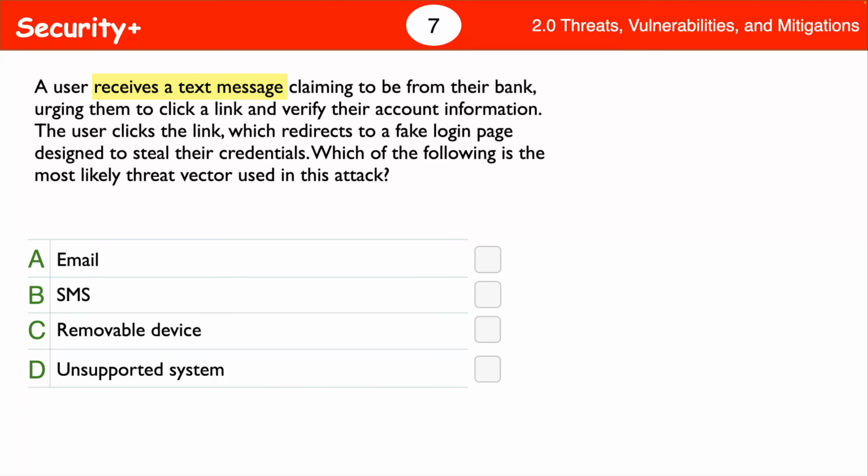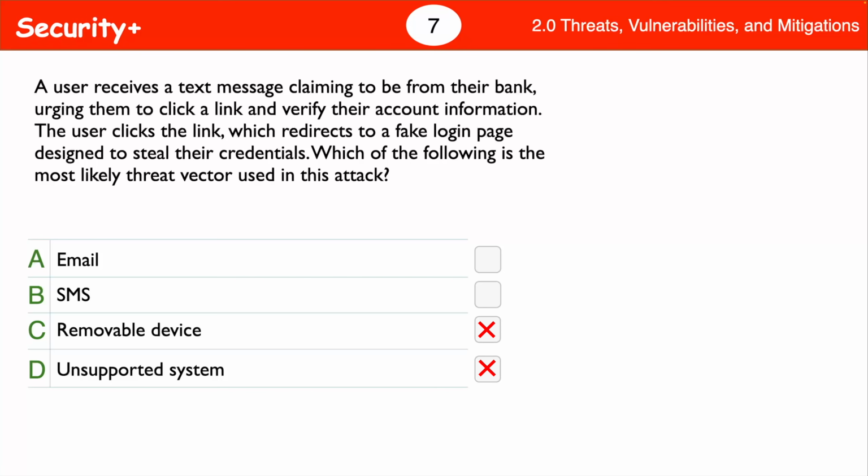So let's go ahead and do the process of elimination. And we can start by eliminating C, removable device. This applies to something like a USB-based attack, like malware injections or something like that, which is not in this scenario at all. Next, we can eliminate D, unsupported system. Unsupported systems are vulnerable to exploits and malware, but aren't a threat actor that's being described in this scenario.